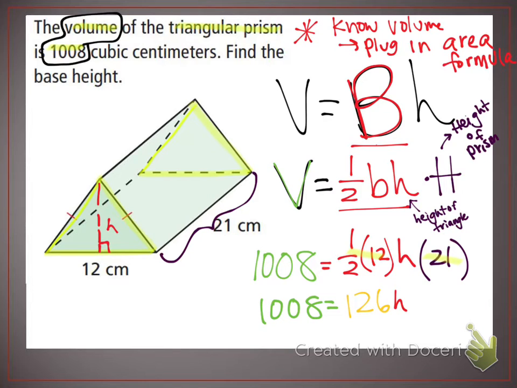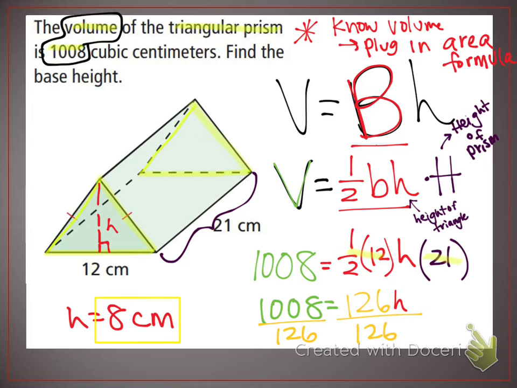So how do I solve for h? Yeah, divide 126 into 1008. And what do we get as our height? 8. And centimeters. Is it centimeters, centimeters squared, or centimeters cubed? It's just centimeters. It is a length. Good. We're going to do the top right question on Monday, if you're ready to flip.